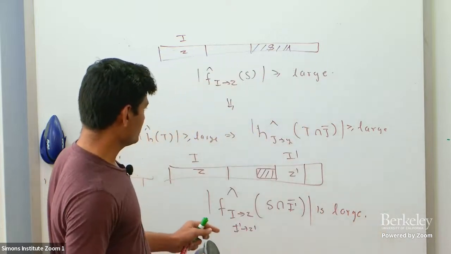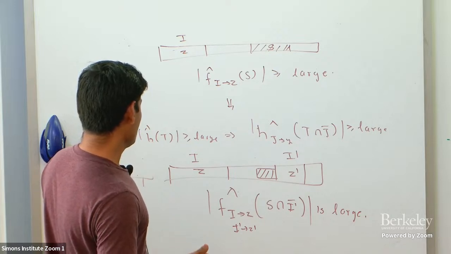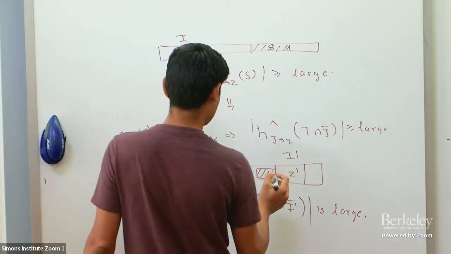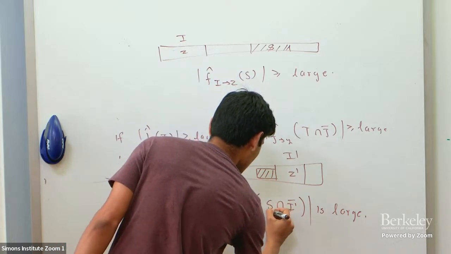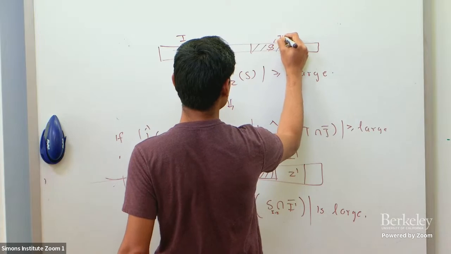Maybe it's better to write S subscript I,Z, because S depends on I and Z. Oh, right. So S depends on I and Z. Yeah, sure. This really depends on I and Z.